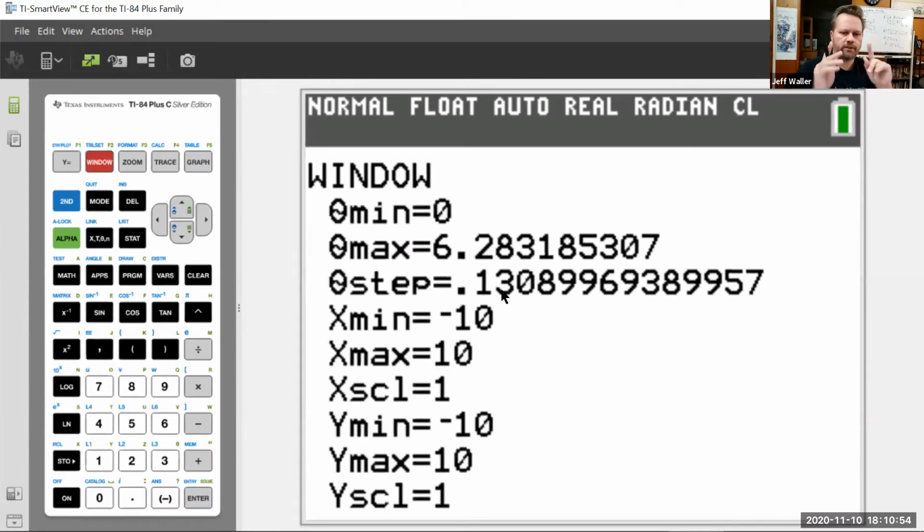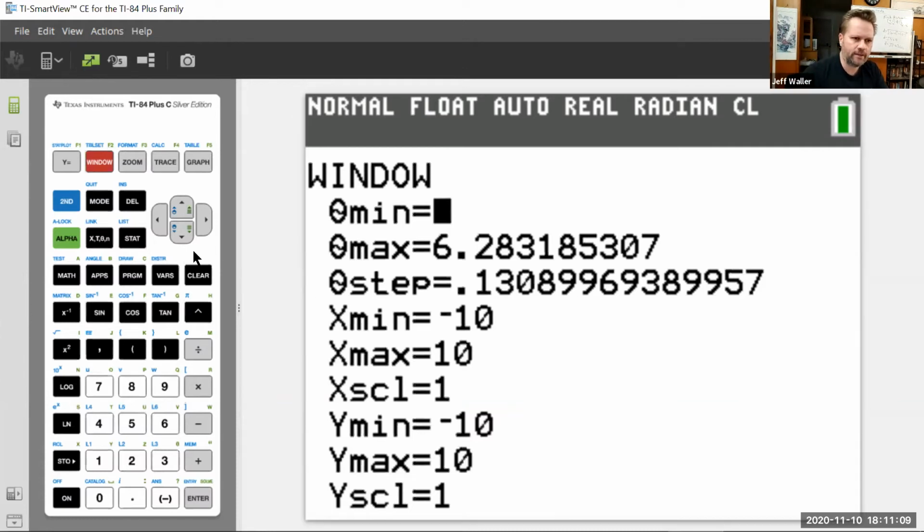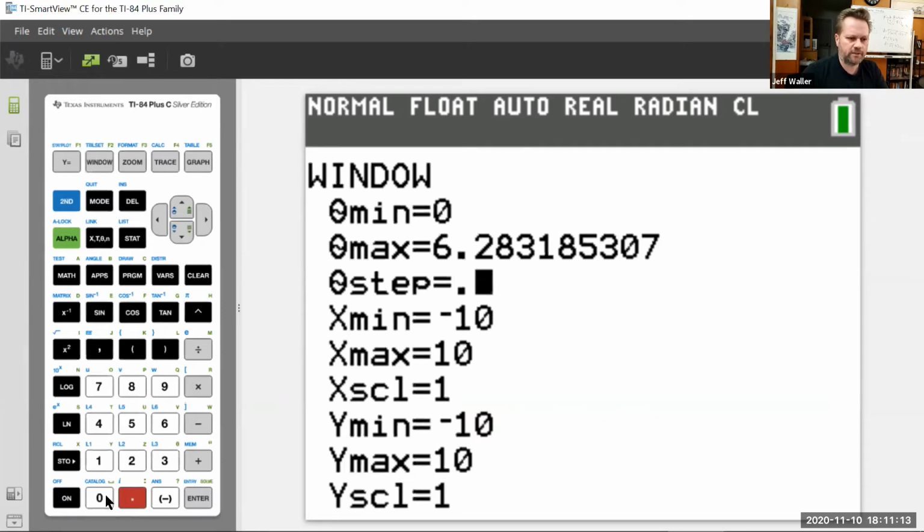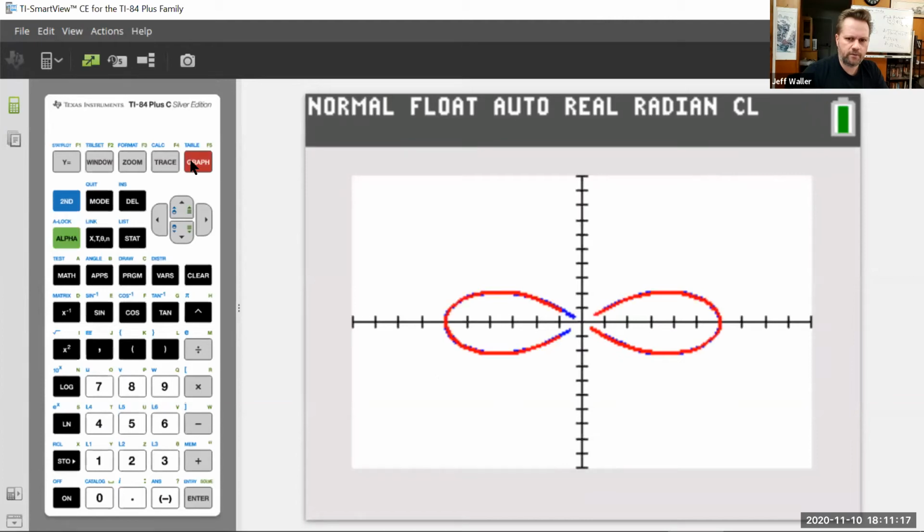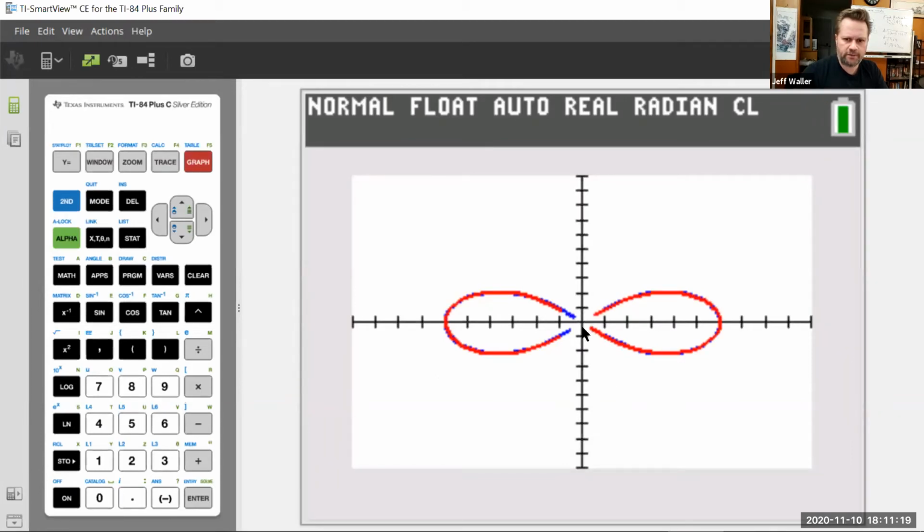I really want you to understand this. The step size is my resolution. It's actually the number of points the calculator calculates to make the graph. So the smaller that is, the smaller step there is between its inputs. So let me make this 0.04 and see if that makes this better. All right, that's better, but it still has issues in the middle.